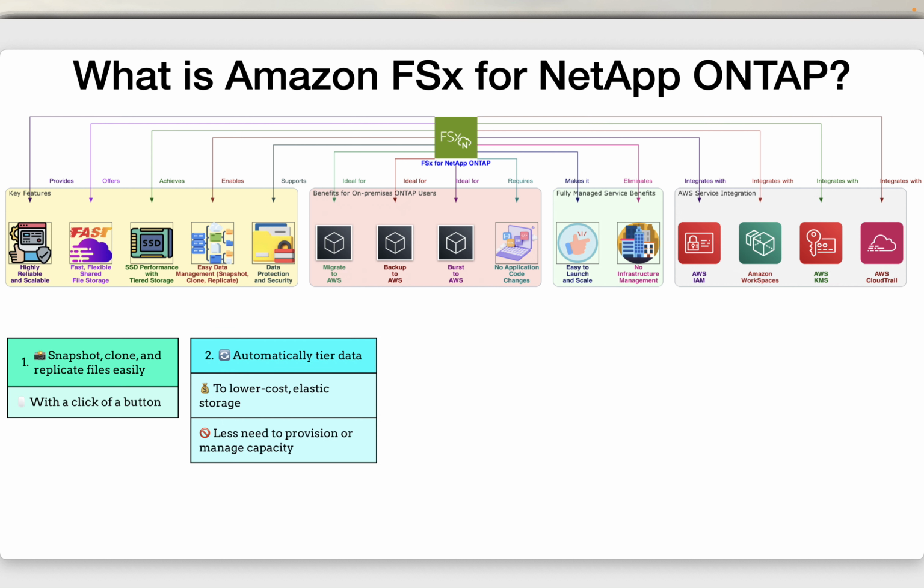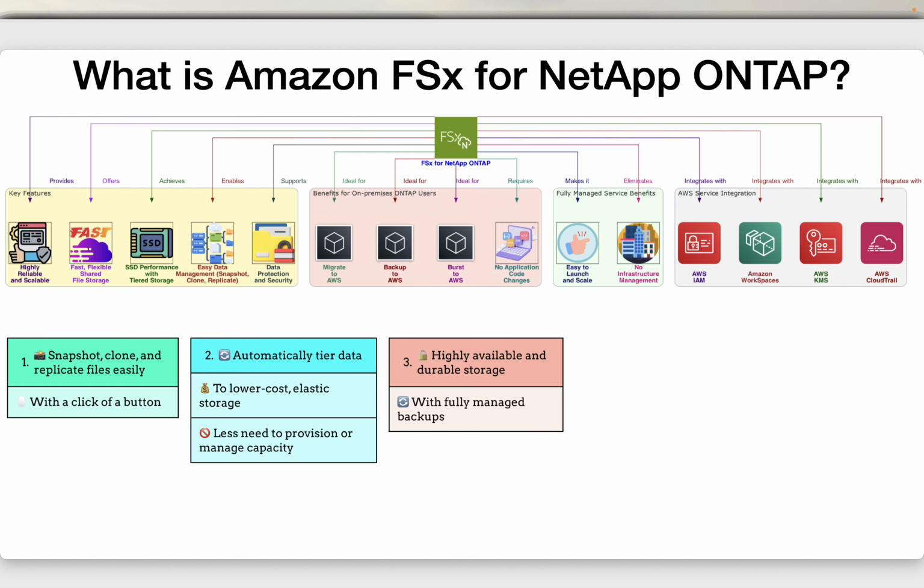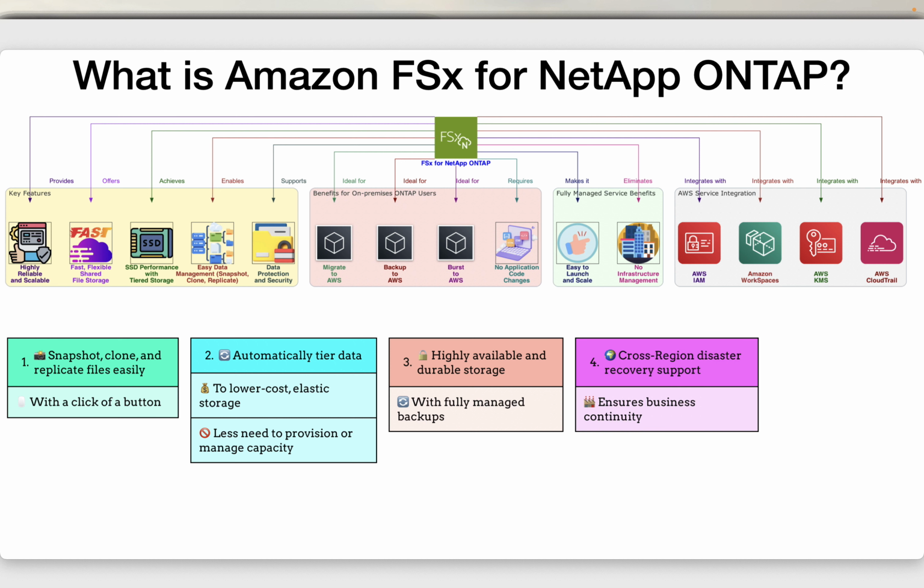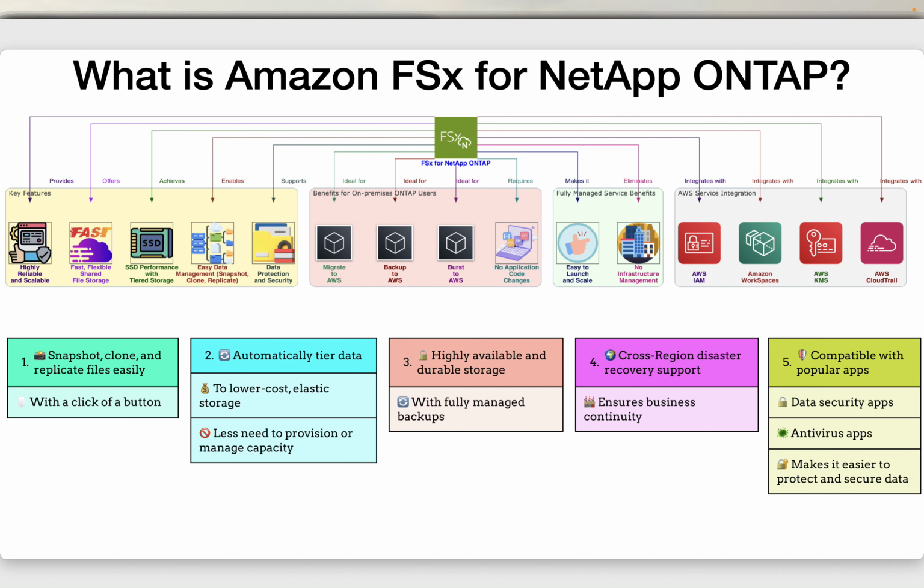FSx for ONTAP automatically tiers your data to lower-cost elastic storage, lessening the need for you to provision or manage capacity. This provides highly scalable and durable storage with fully managed backups. ONTAP supports cross-region disaster recovery to ensure business continuity. And to make it easier to protect and secure your data, FSx for ONTAP supports popular data security and antivirus applications.